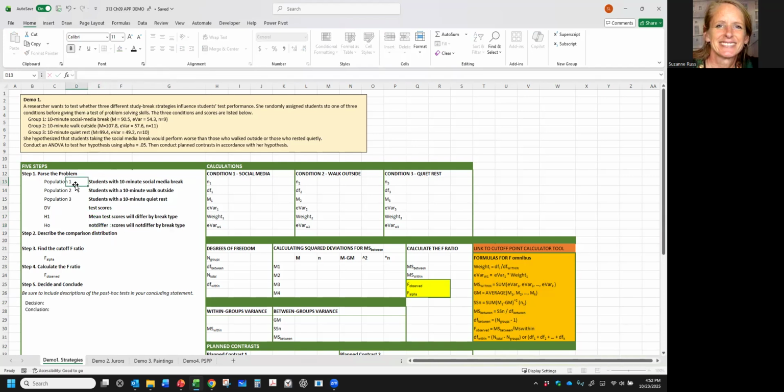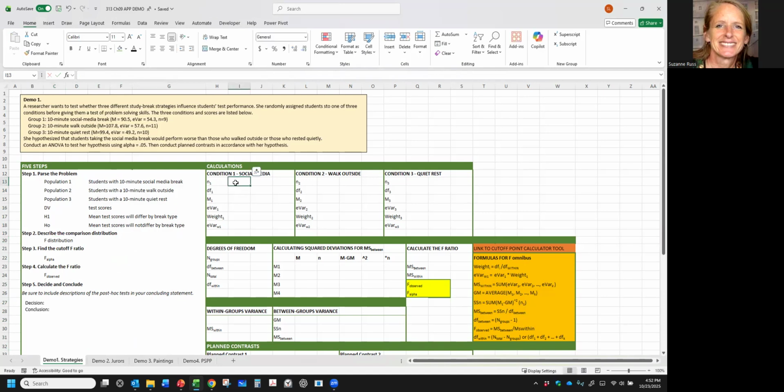And I'm going to get rid of all the bold in here. I don't think we need that. Okay. We describe the comparison distribution. We know it's an F distribution, and we have to state the degrees of freedom. So let's go ahead and get some data from the problem in order to do this.